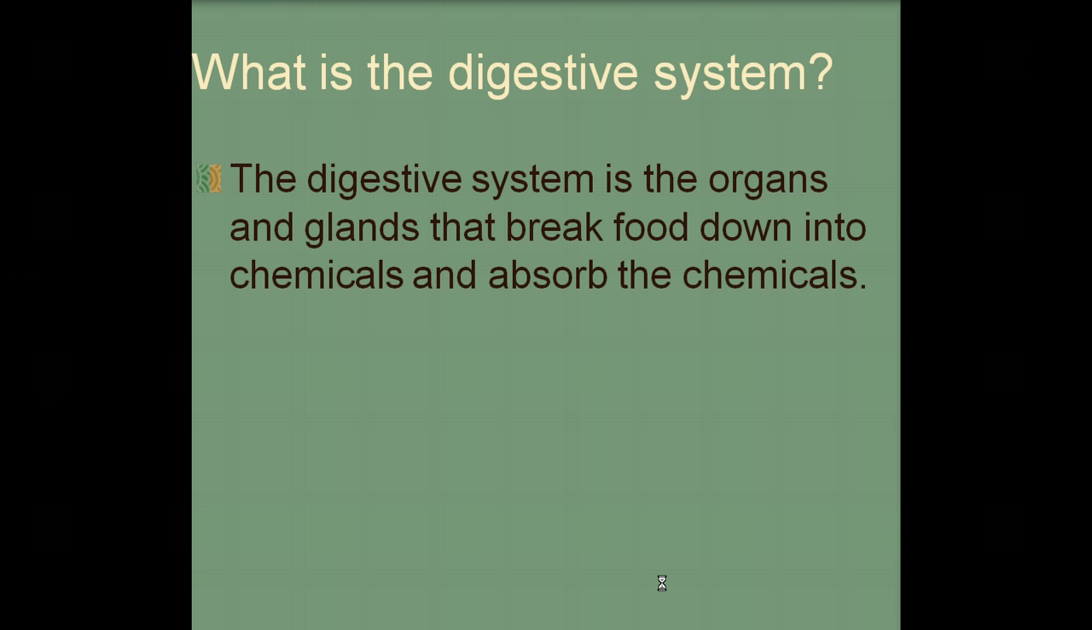What is the digestive system? The digestive system is the organs and glands that break food down into chemicals and then absorb the chemicals.